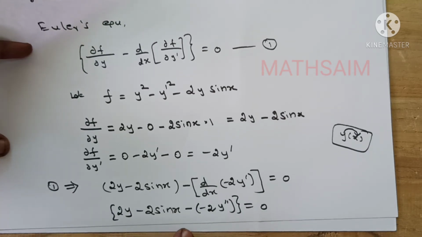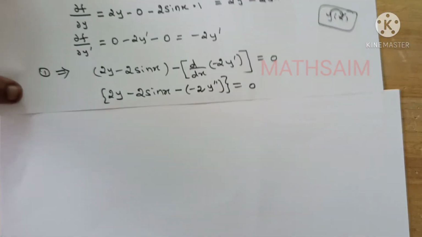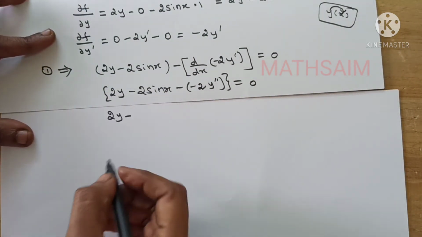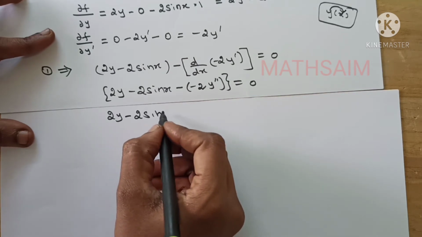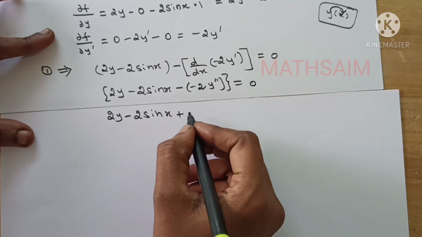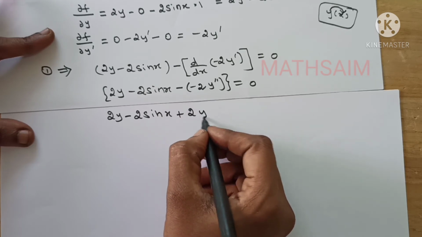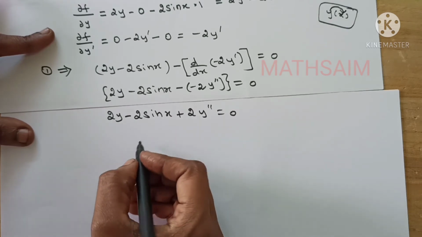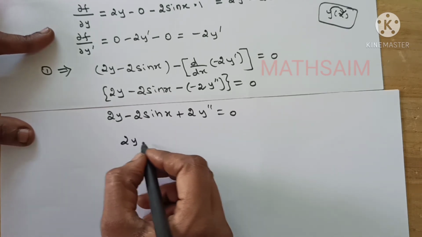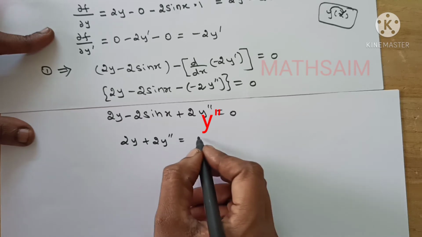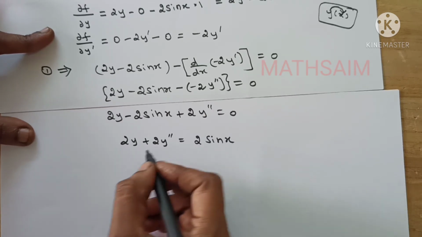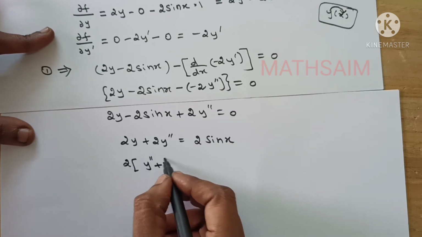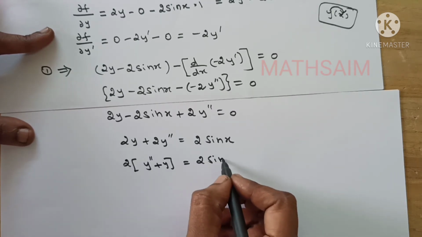Okay, so now you see it is 2y minus 2 sin x, minus into minus plus, minus into minus will be plus 2 y double dash equal to 0. Now you take this 2 sin x to that side. Keep the y terms only on the left hand side. It is 2y plus 2y double dash is equal to 2 sin x. And then now you see 2 is common, no? Just take that outside. y double dash plus y is equal to 2 sin x.